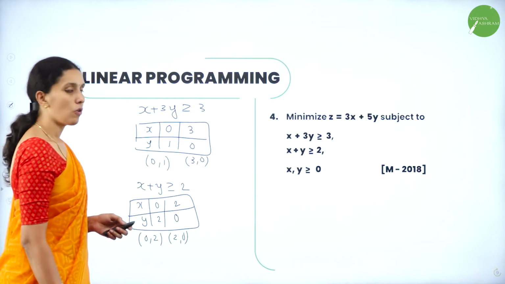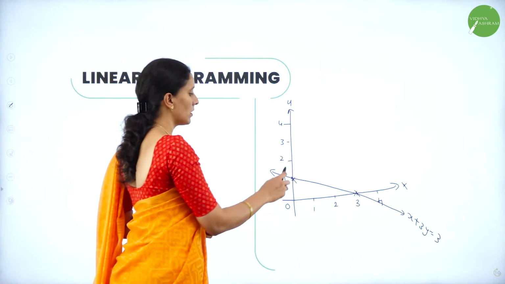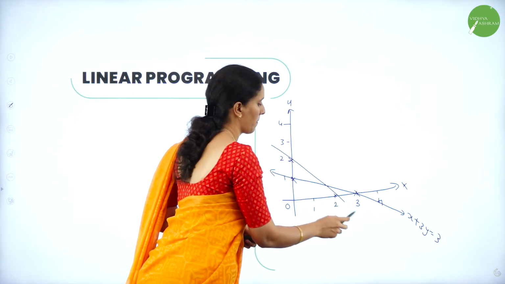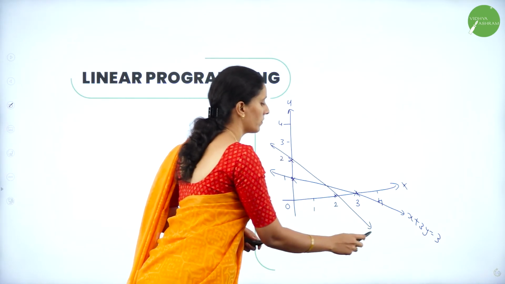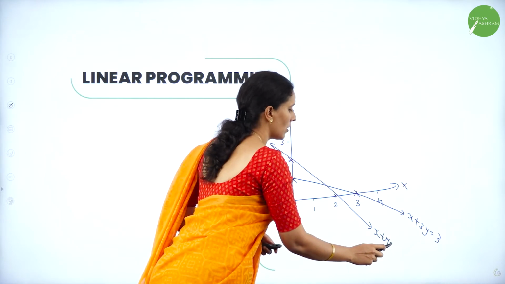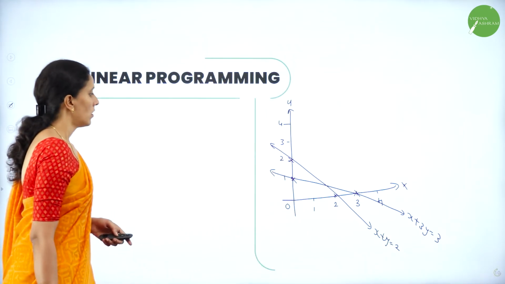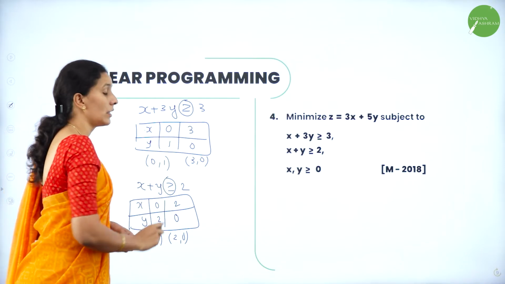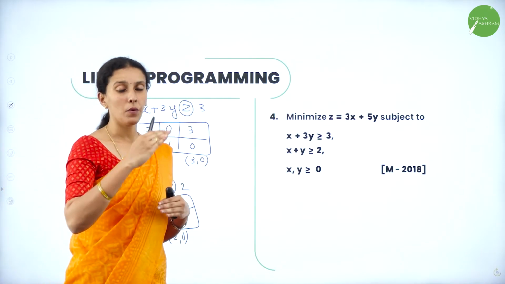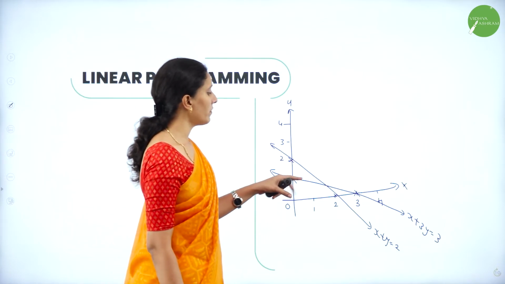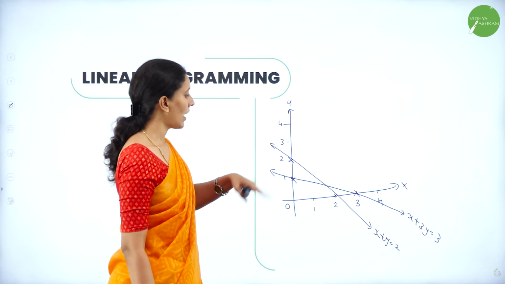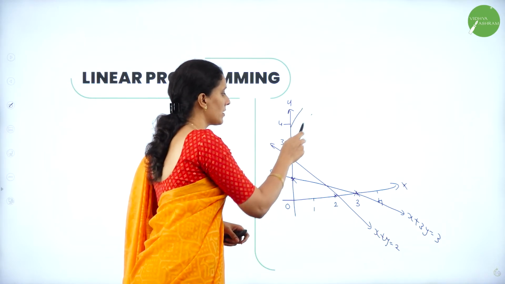Next, 0, 2 and 2, 0. What is the equation of this line? x plus y is equal to 2. Here both the conditions are greater than or equal to, that means the feasible region lies above the lines. Which is the region satisfying both conditions? It has to pass above the line here. This is the region you can see.